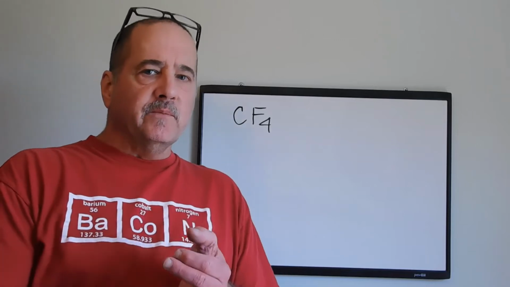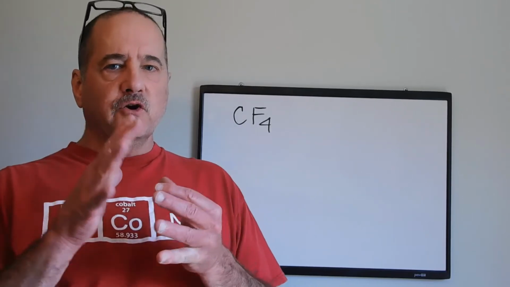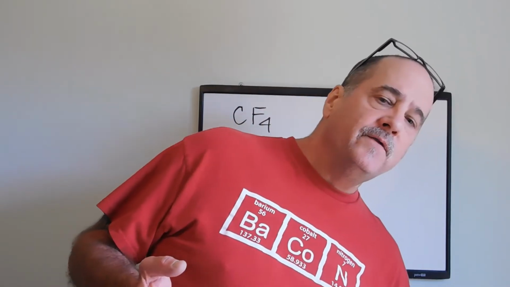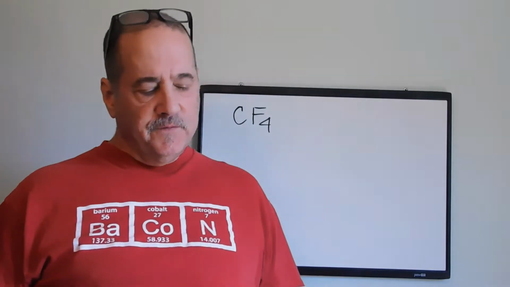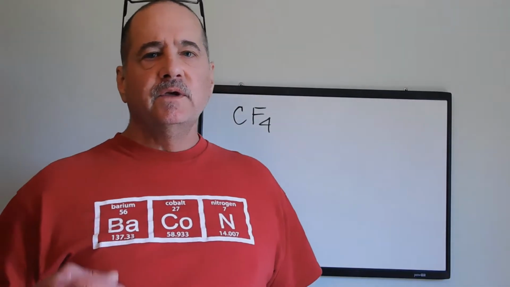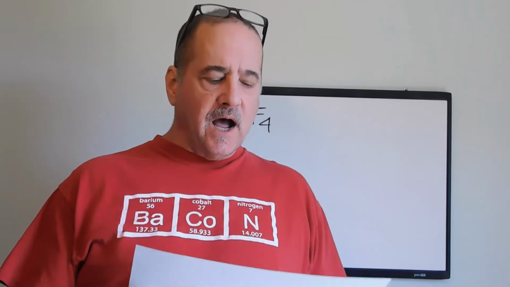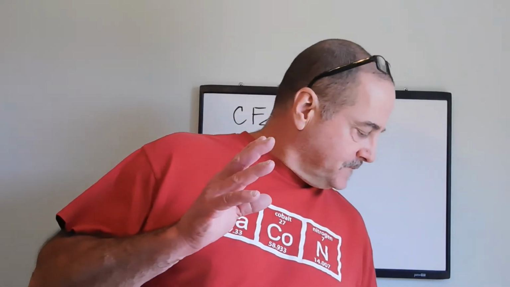The only thing you have to remember for the covalent compounds is the Greek prefixes. And the Greek prefixes are: 1 is mono, 2 is di, 3 is tri, 4 is tetra, 5 is penta, 6 is hexa, 7 is hepta, H-E-P-T-A, 8 is octa, 9 is nona, and 10 is deca. Okay? The first one, mono for 1, is only used with oxygen.